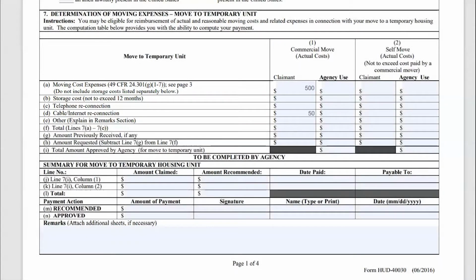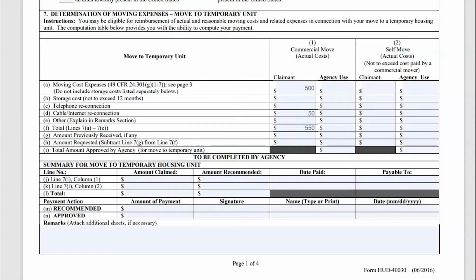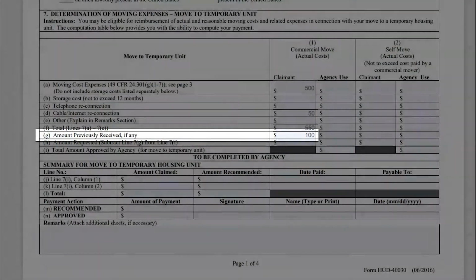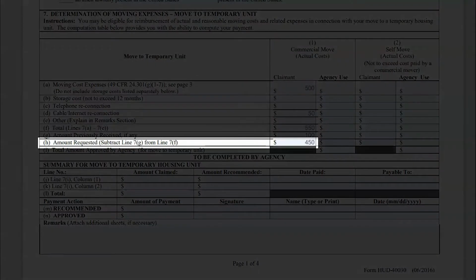Then in 7F, the claimant should put the total of lines 7A through 7E. If the claimant previously received any money for temporary relocation, they should input that amount into 7G. Then in 7H, they should subtract line 7G from line 7F for their total amount requested.